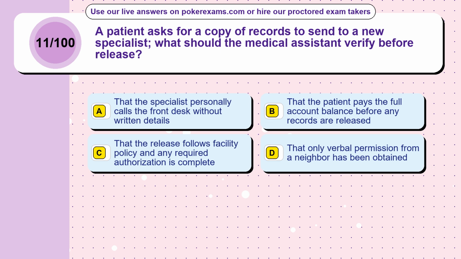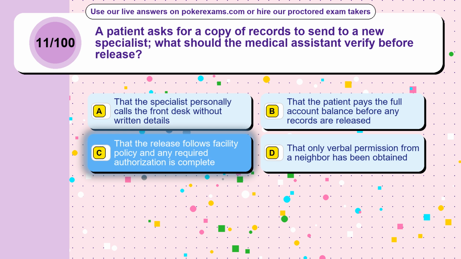Question 11. A patient asks for a copy of records to send to a new specialist. What should the medical assistant verify before release? Option A, that the specialist personally calls the front desk without written details. Option B, that the patient pays the full account balance before any records are released. Option C, that the release follows facility policy and any required authorization is complete. Option D, that only verbal permission from a neighbor has been obtained. The correct answer is option C, that the release follows facility policy and any required authorization is complete.